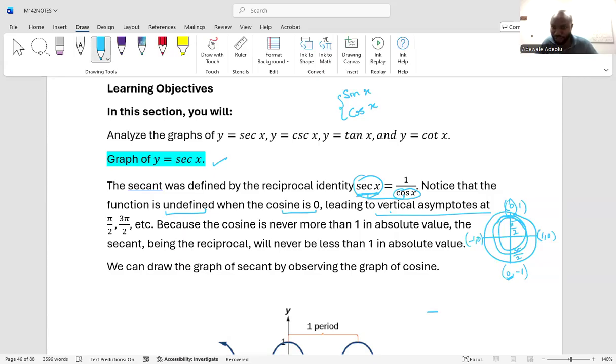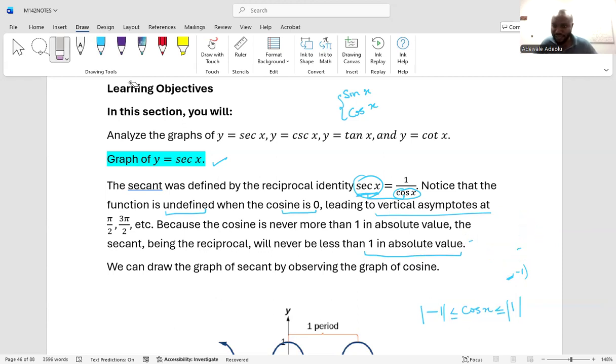That is, remember, the range of cosine of angle falls within -1 and 1. So if we take the absolute value of these, then we see cosine is never more than 1. That is the highest. It then means that the secant, being the reciprocal, will never be less than 1 in absolute value. Let me quickly show you that. Let us analyze that.